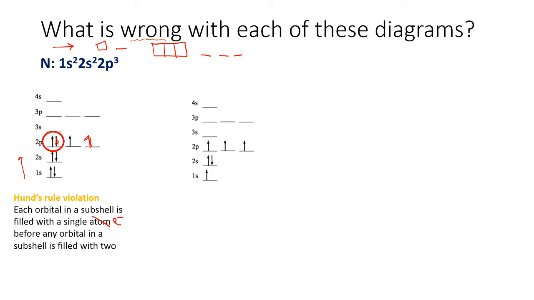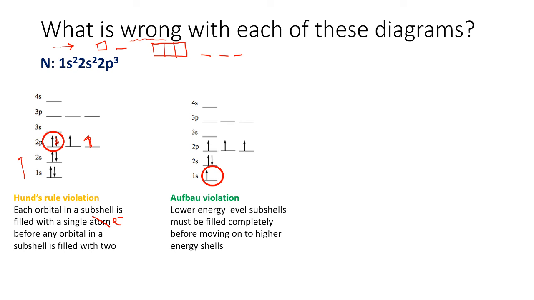So what's happening in this one? Where's the error in this one? Here we see that before the 1s is fully filled, they went on to fill the 2s and then the 2p. You must fill the 1s electron before you move on. So this guy's missing his down-facing arrow. That's an Aufbau violation. Aufbau says to build up. So you must fill in the lower levels before you can build up.